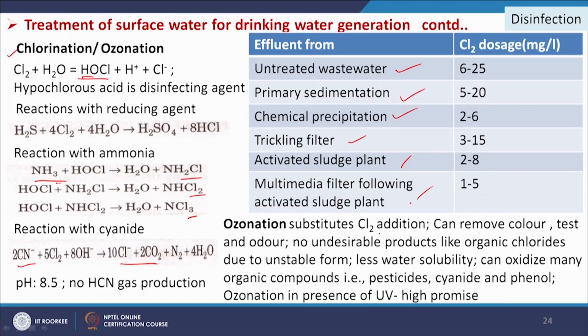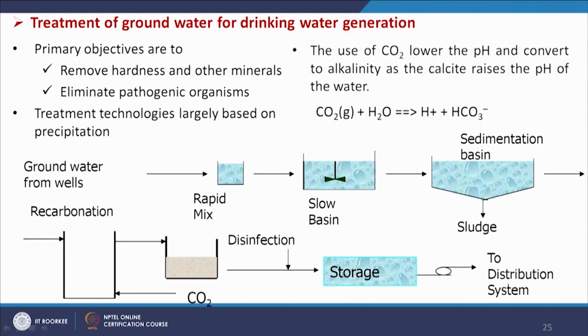now ozonation is being practiced, and if we use ozone, then that problem of chlorine can be removed. This ozone can remove color, taste and odor, and produces no undesirable products like organic chlorides, due to its unstable form and less water solubility. It can oxidize many organic compounds, that is pesticides, cyanide and phenol, and ozonation in presence of UV light is promising.